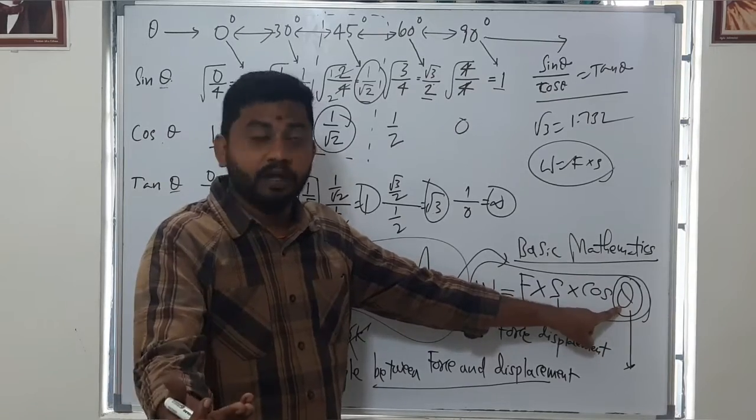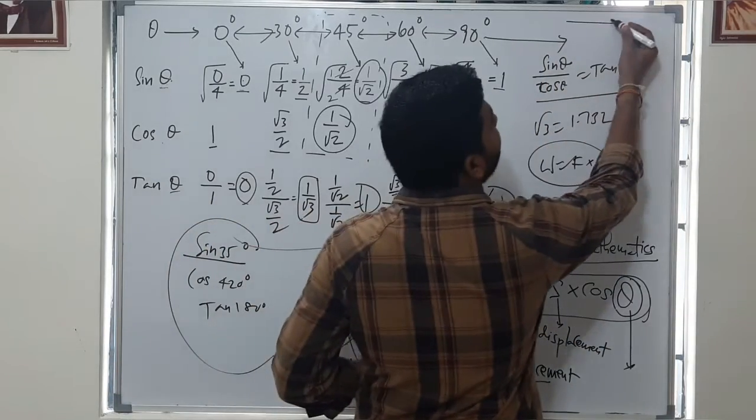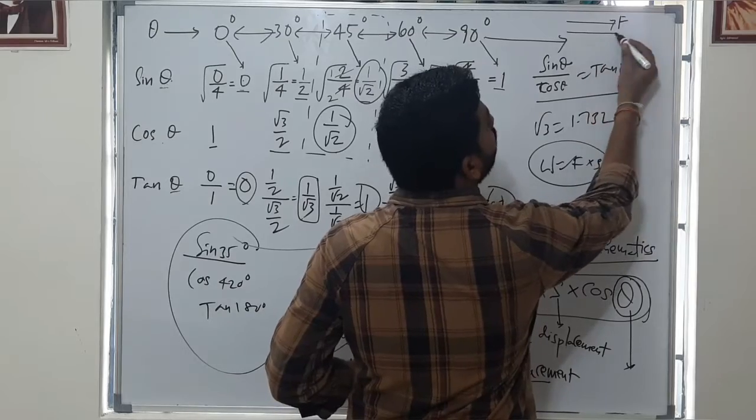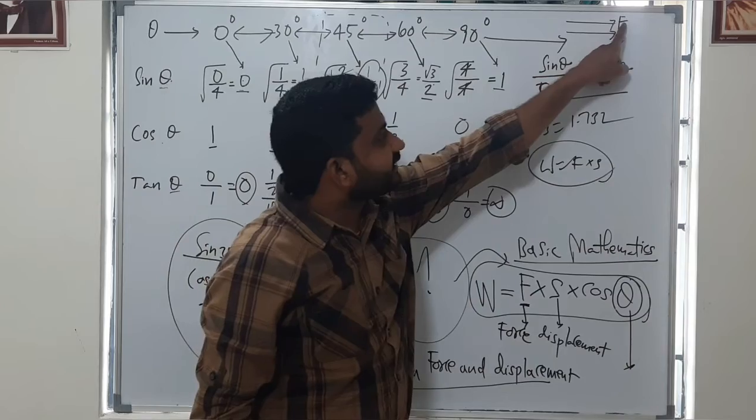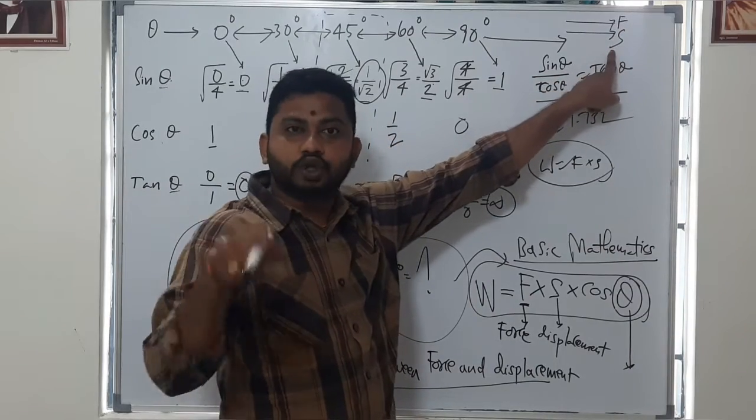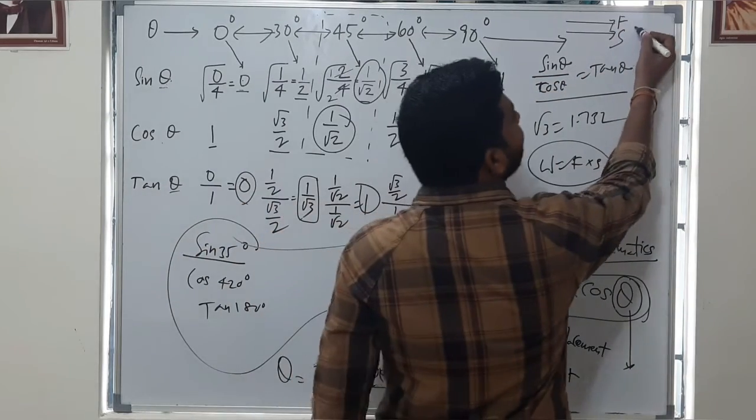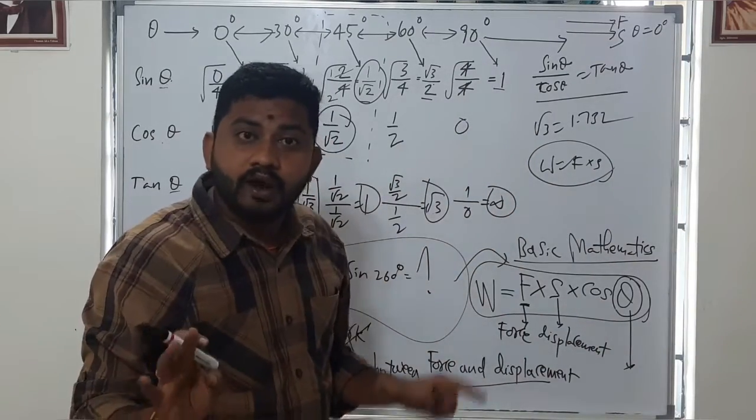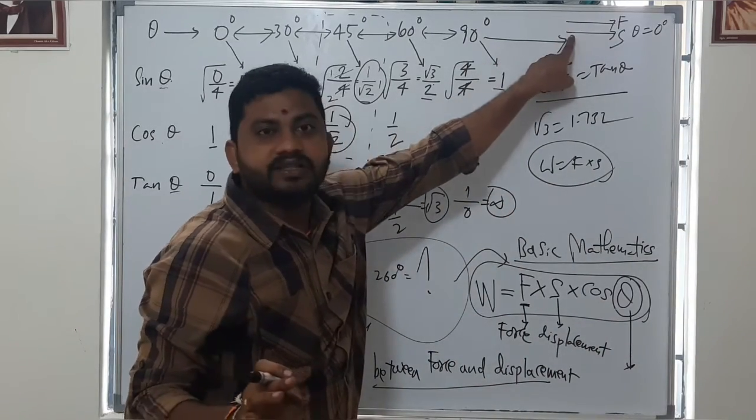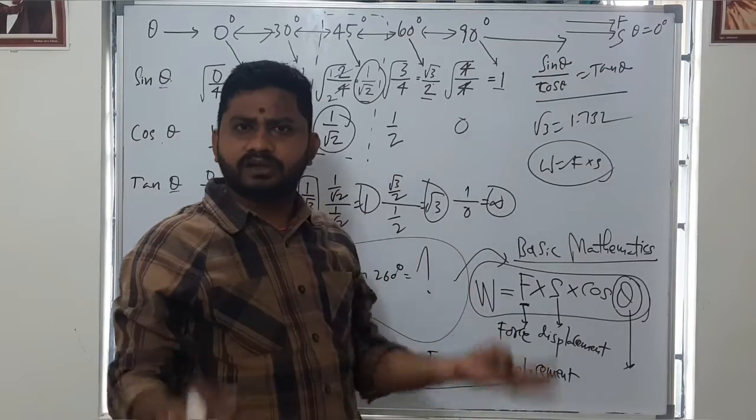Right? For example, if the force is in this direction and displacement is also in the same direction, look at it carefully. What is the angle between them? 0 degrees. Yes or no? Force and displacement are in the same direction, so the angle between them is 0 degrees.